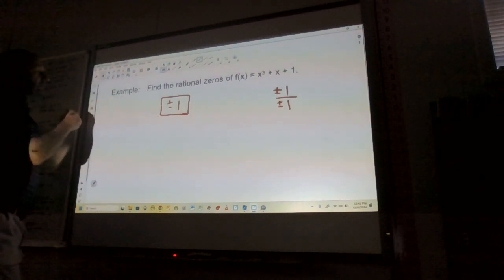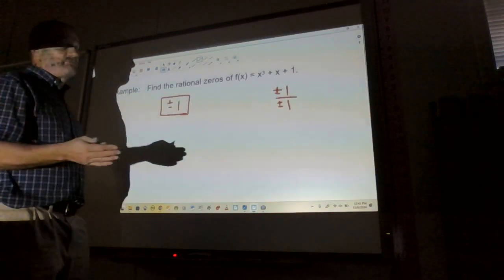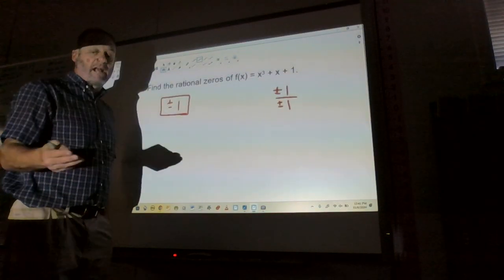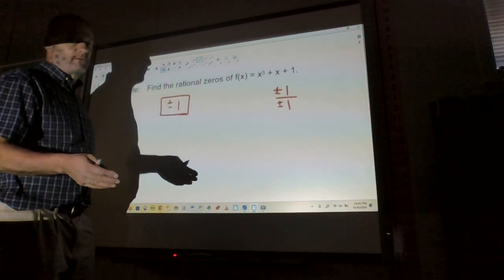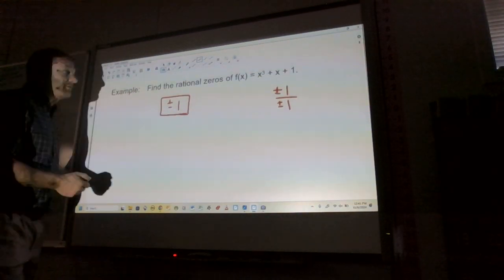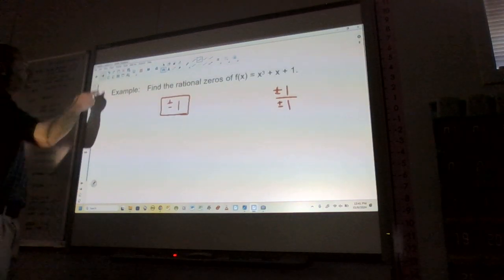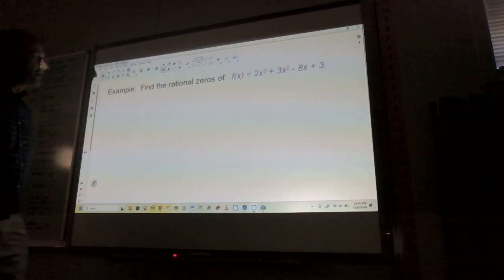Okay? Now you can factor things over rational numbers, over fractions, where the zeros are fractions. You can factor over real numbers where they can be square roots and things like that, or you could factor it over the complex numbers where you could have imaginary solutions in there. Okay, let's look at this.